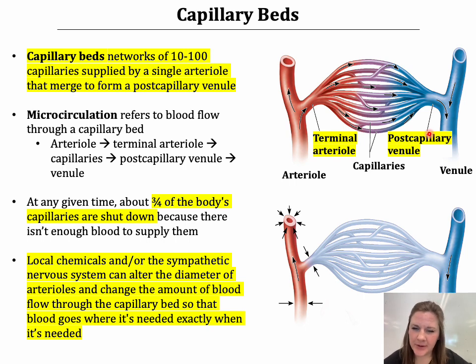But it's post-capillary, right? It's at the end of the capillary bed. It's the post, not the pre. So you could think of the pre being the terminal arteriole, blood flowing through that first, then to the vein or venous system. Okay. So again, there's a lot of variability in the size of the capillary bed, how many capillaries are contributing to it. But like I just said earlier, at any given time, about 3/4 of our body's capillaries are shut down.